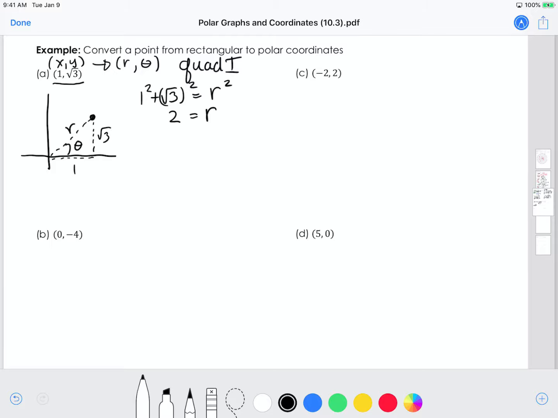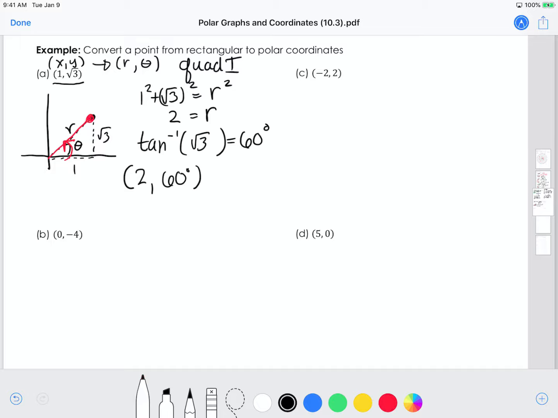Then to find the angle, I can use inverse tangent. Tangent is opposite over adjacent, so that would be the inverse tangent of square root of 3 over 1, which is just square root of 3. And that would give me 60 degrees. So my point in polar form would be (2, 60 degrees), or you can put it in terms of radians, as pi over 3. So that means I would sweep open 60 degrees and then come out a distance of 2.